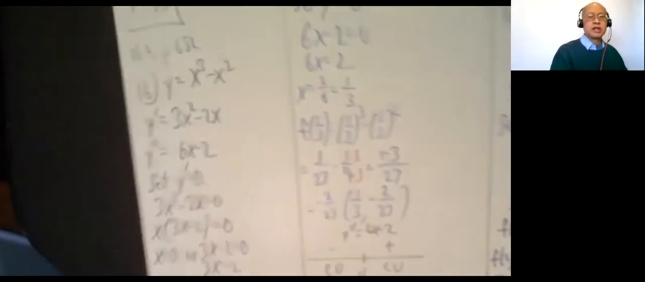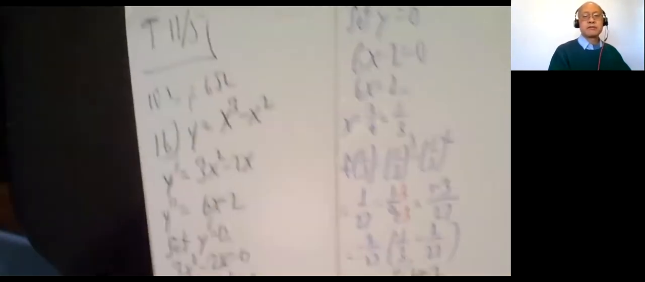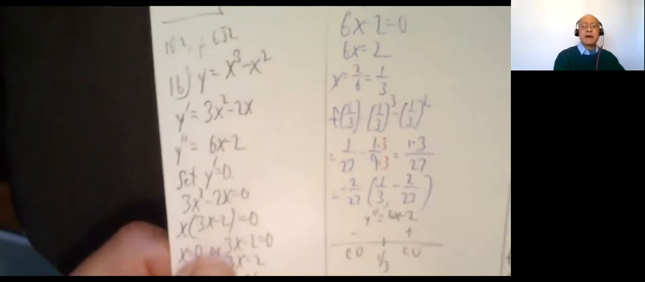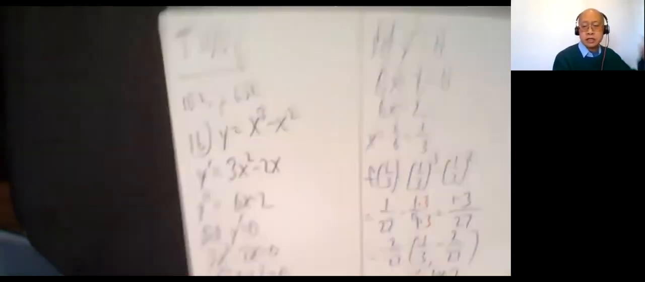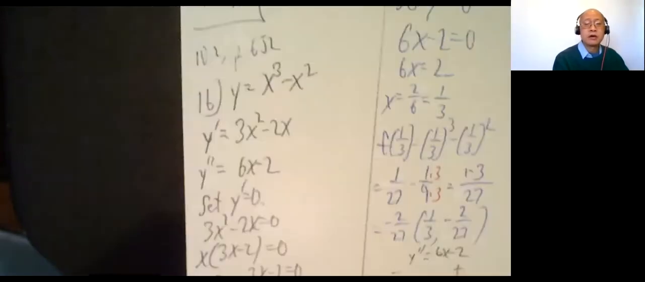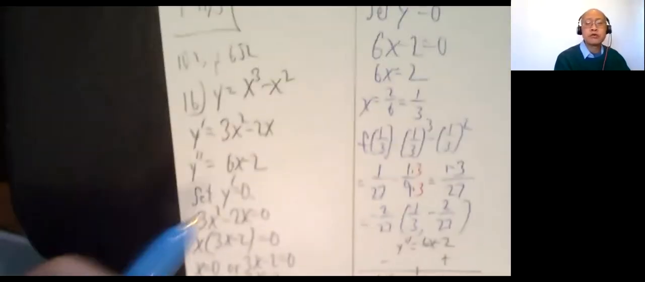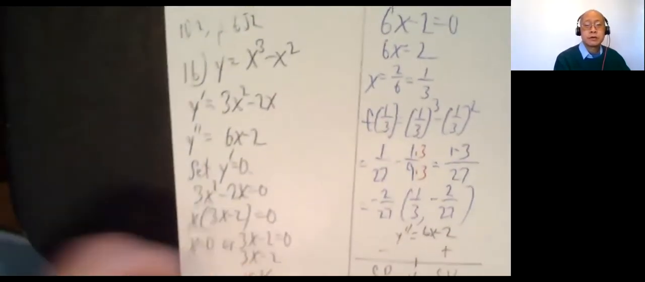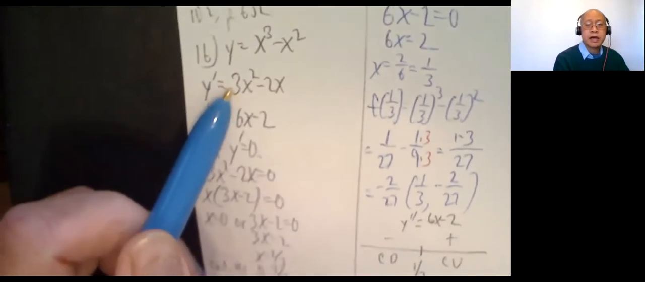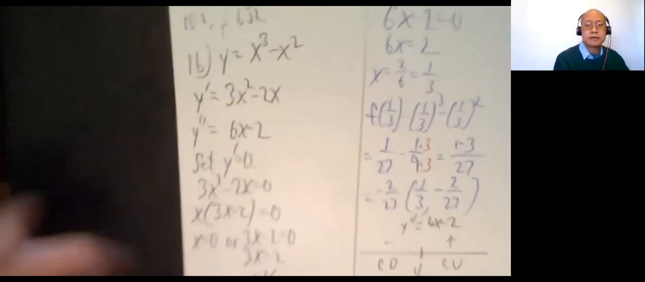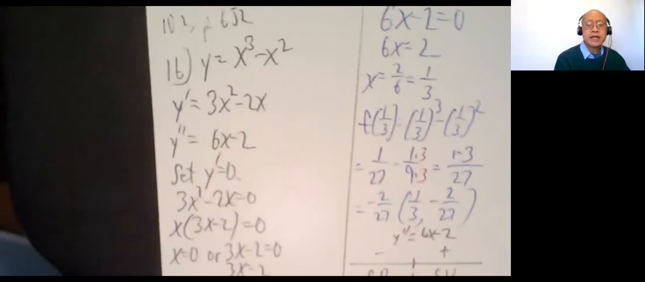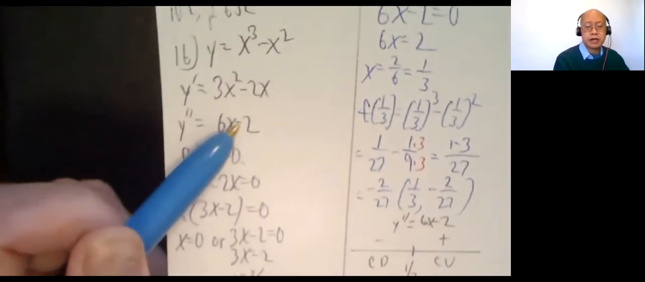My problem 16 from the previous edition is x cubed minus x squared. Analyze it for maxima, minima, points of inflection, intervals of concavity, all that stuff. The usual thing you want to do is start off by taking 2 derivatives. So y prime is 3x squared minus 2x. That's easy. The second derivative is also easy, 6x minus 2.